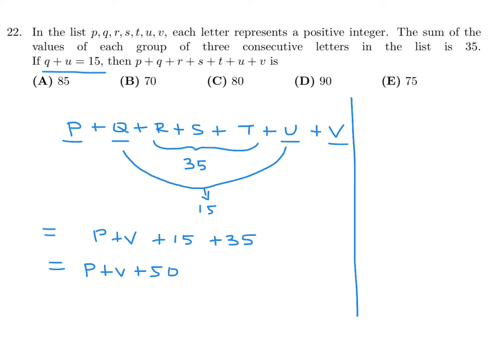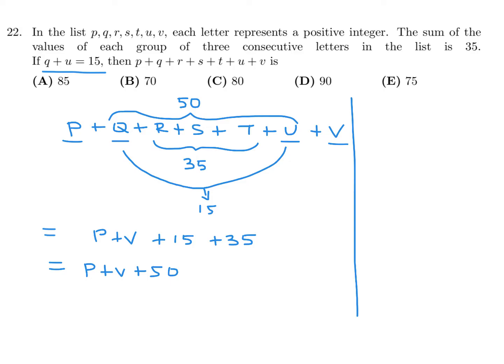Well, I think we can just utilize what we just found out instead of trying to do something new. So P plus V plus 50. So that means that this whole thing, therefore, is 50, right? Because the whole thing is P plus V plus 50. So therefore, the ones in the middle must add up to 50.